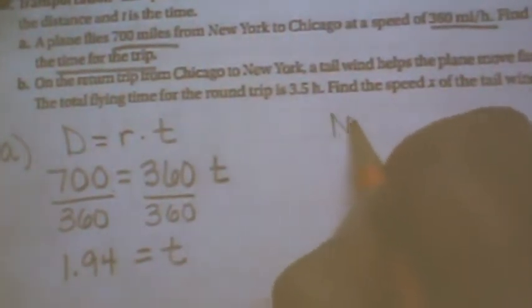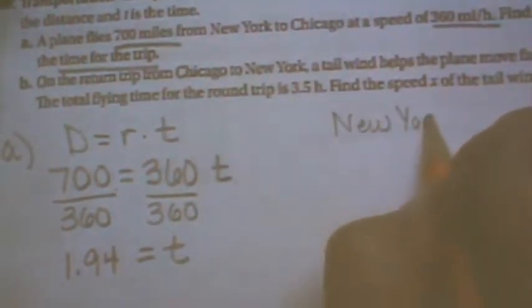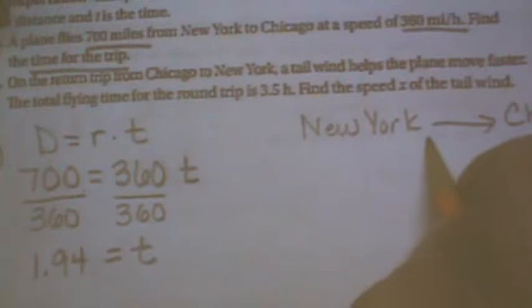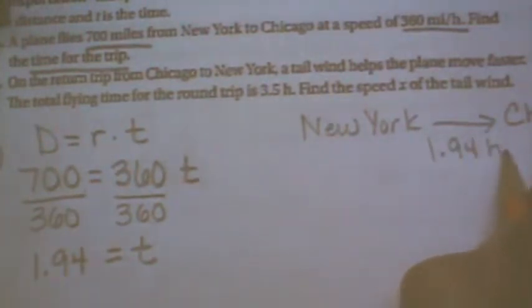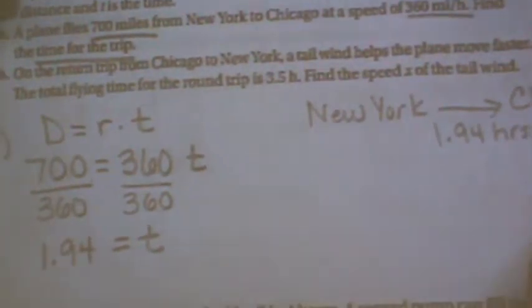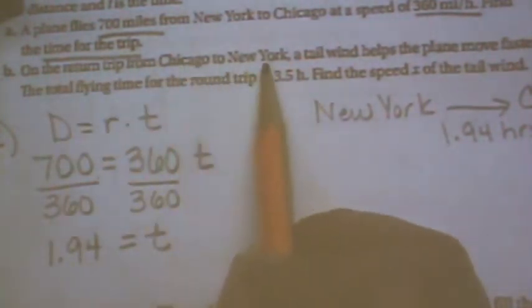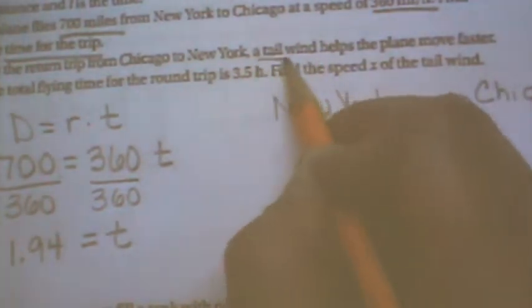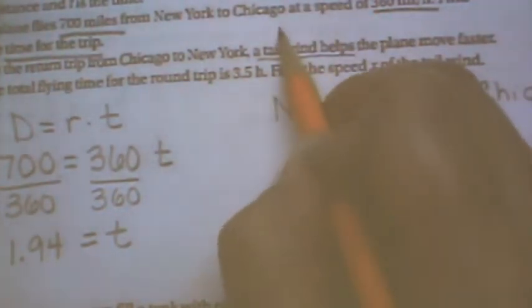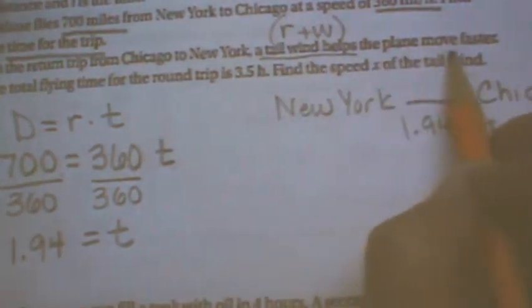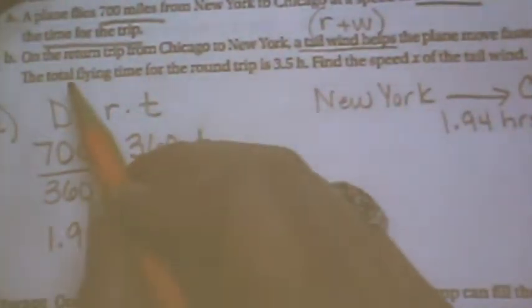So you go from New York to Chicago, and it took 1.94 hours. Okay, now let's read B. On the return trip from Chicago to New York, now we're going the other way, we now have tailwind. How do we represent tailwind? Yeah, R plus W. And the plane is definitely going faster with tailwind.